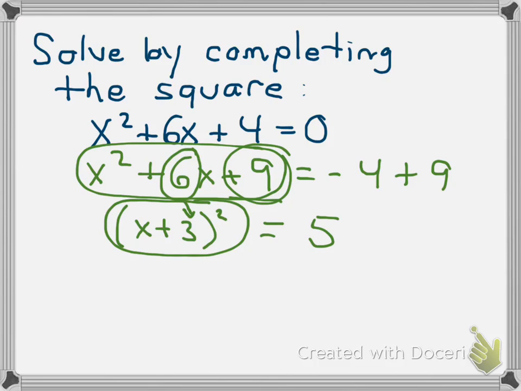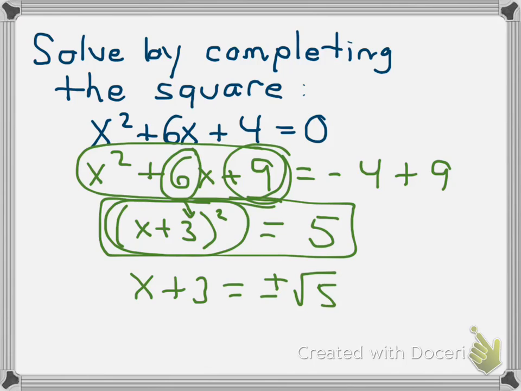And now this problem I have here looks like what I had 2 slides ago. I can now take the square root of both sides. I have x plus 3 equals plus or minus root 5. Move the 3 over. x equals negative 3 plus or minus root 5.